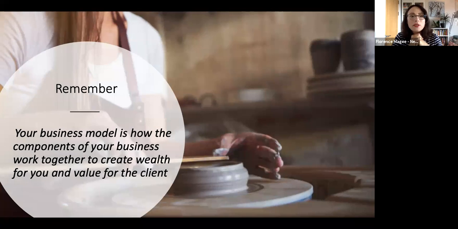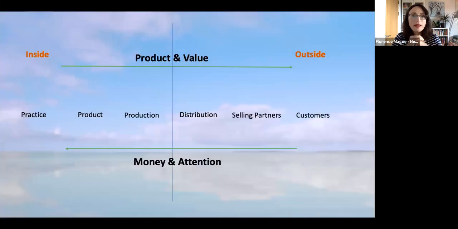So remember, your business model is how all the components of your business work together to create wealth for you and value for the client. And that is our map. Just have a little quick sketch of it for yourself, from the practice to the customer, from inside to the outside. What do you give? What do they give you? And how you make sure that your systems are built up for it.